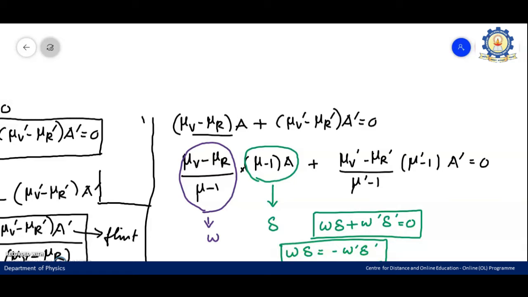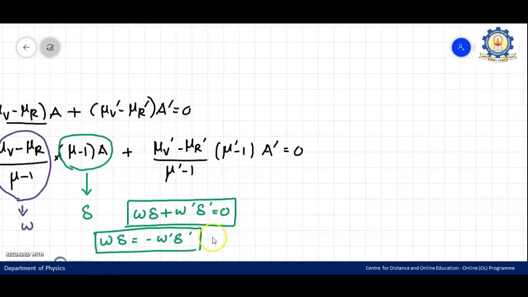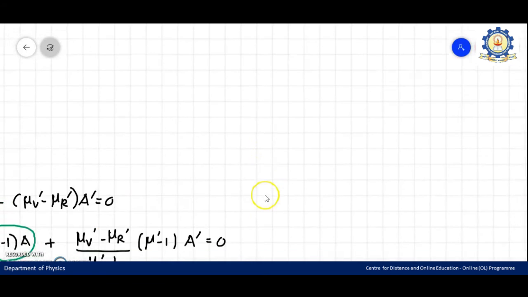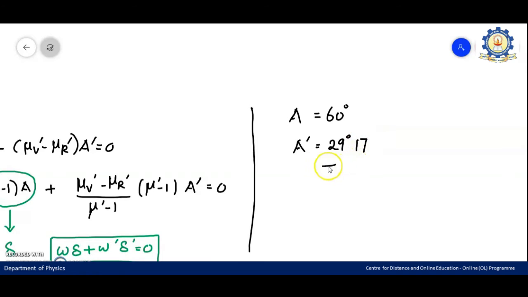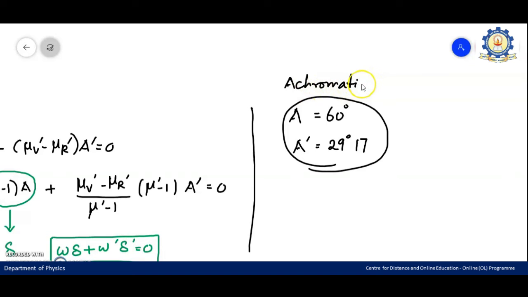So this clearly indicates that the angle of the prism of crown will be usually taken as an angle 60 degree, and that of the flint glass prism A prime is equal to approximately 29 degree 17 minutes. So this combination, if you combine, is said to be achromatic combination of the prism, achromatic prism.